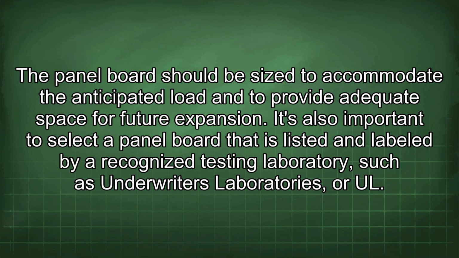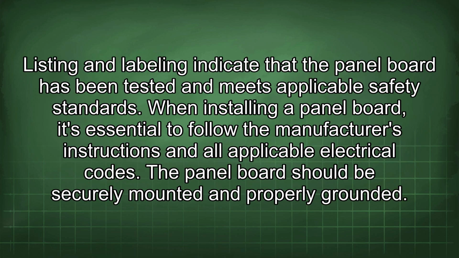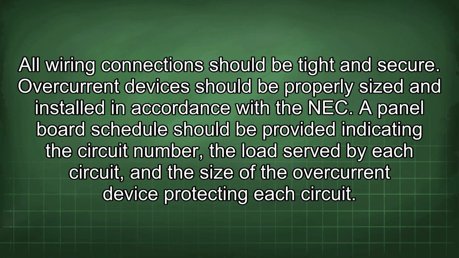The panel board should be sized to accommodate the anticipated load and to provide adequate space for future expansion. It's also important to select a panel board that is listed and labeled by a recognized testing laboratory such as Underwriters Laboratories or UL. Listing and labeling indicate that the panel board has been tested and meets applicable safety standards. When installing a panel board, it's essential to follow the manufacturer's instructions and all applicable electrical codes. The panel board should be securely mounted and properly grounded. All wiring connections should be tight and secure. Overcurrent devices should be properly sized and installed in accordance with the NEC.